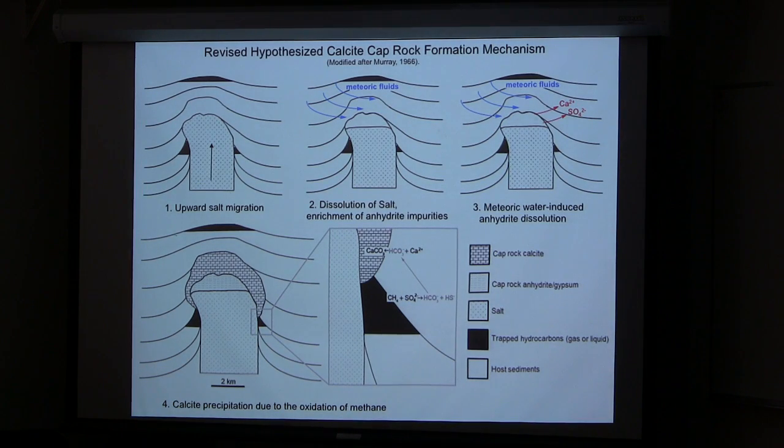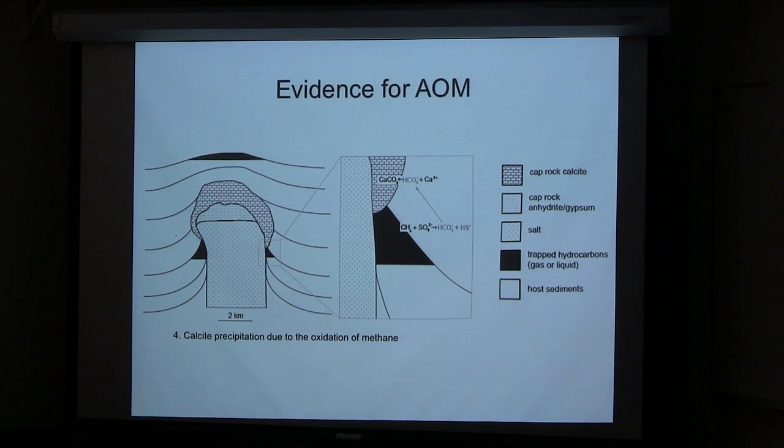And then looking back now at our revised hypothesized caprock formation mechanism and zooming in on this calcite precipitation step, we can now be confident in saying that the anaerobic oxidation of methane is what is leading to the production of this bicarbonate ion that's leading to the precipitation of this authigenic caprock.